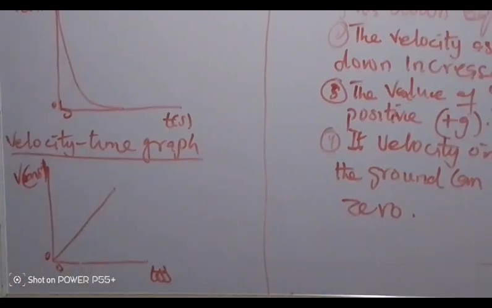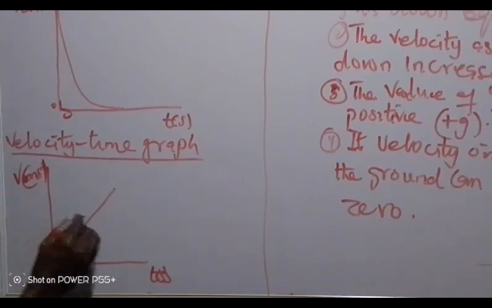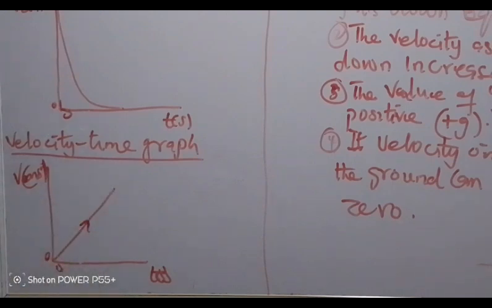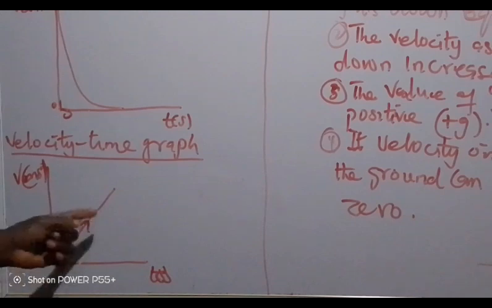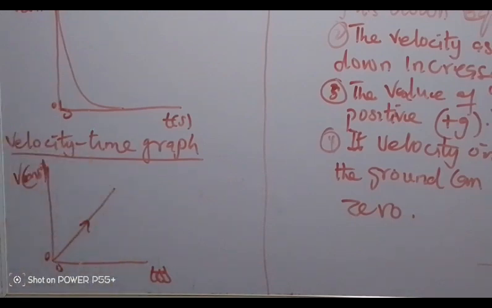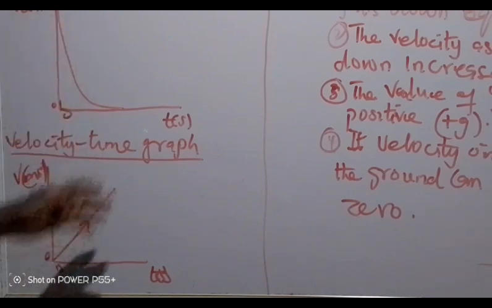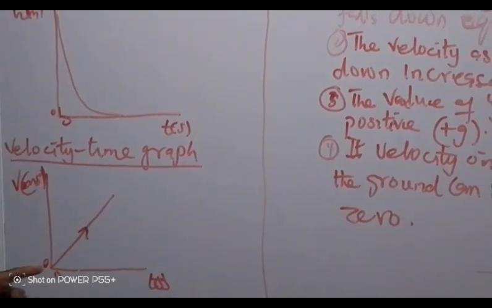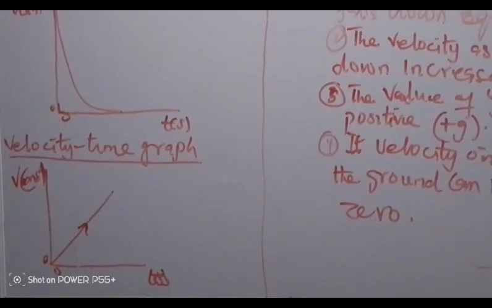The velocity time graph will increase from 0 to any value until it hits the ground. So the velocity time graph will look like this. You might think that the velocity time graph will be somehow different from this one. But according to the theory explained, the velocity time graph of an object falling down from a certain height will increase from 0 to where it hits the ground.